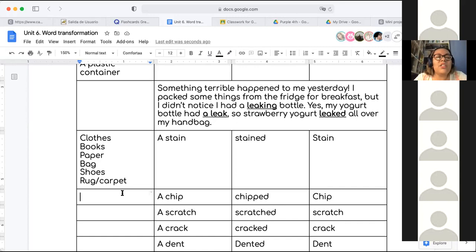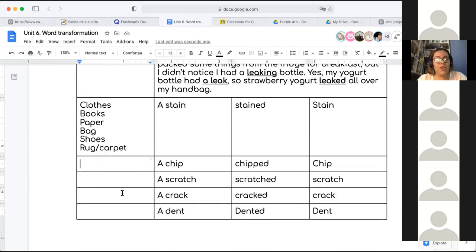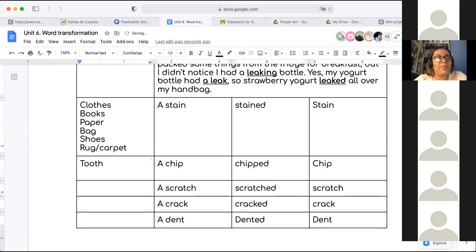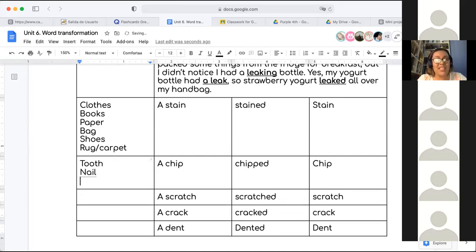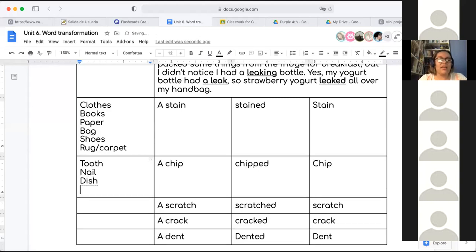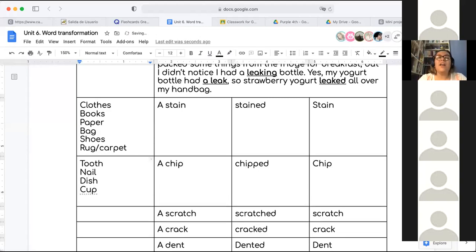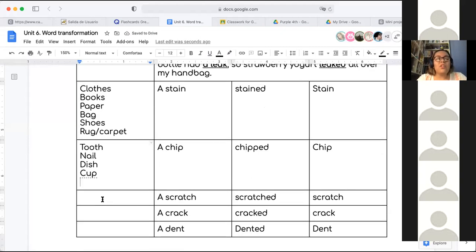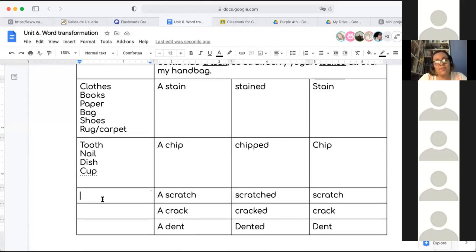Okay, now, what about something that can be chipped? I'll give you an example. I once chipped a tooth with a chupa chups. Yes, so very terrible. What else can you chip? ¿Cuál es el ejemplo del Quizlet? Nail. A nail. Yeah, that's right. Ouch. Yeah, you can chip a nail. Okay, what else? Dish. A dish, a cup, a teacup. Okay, good.